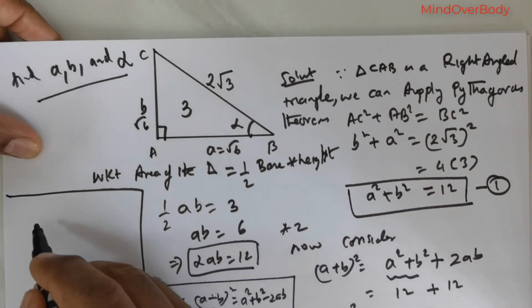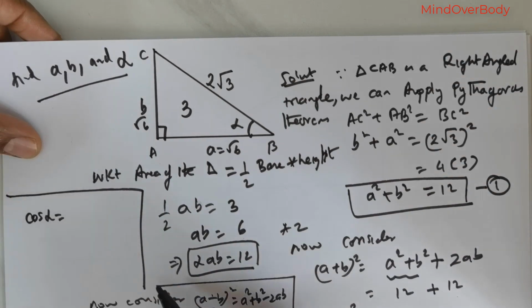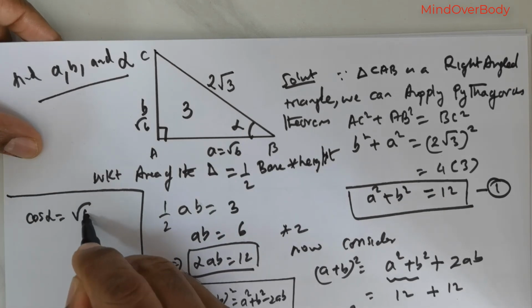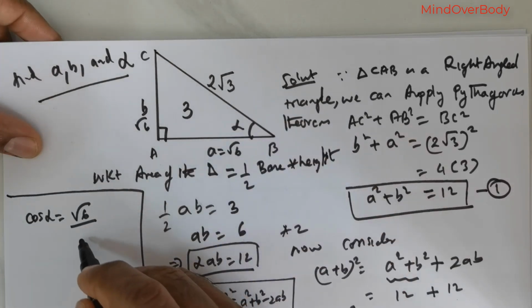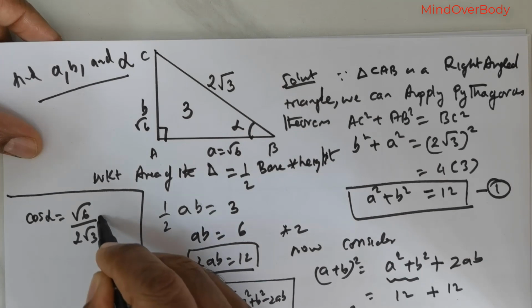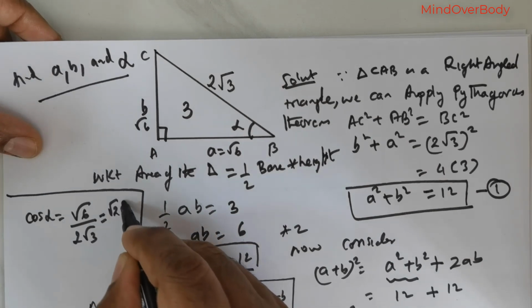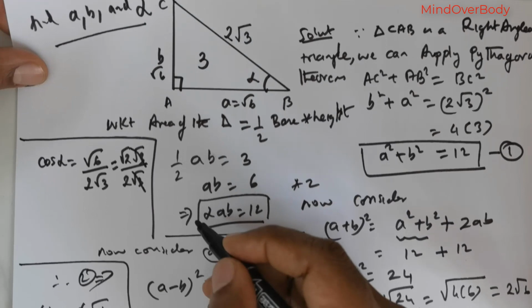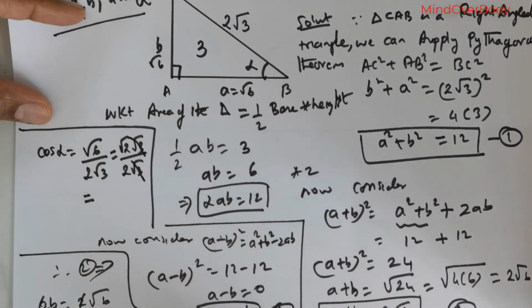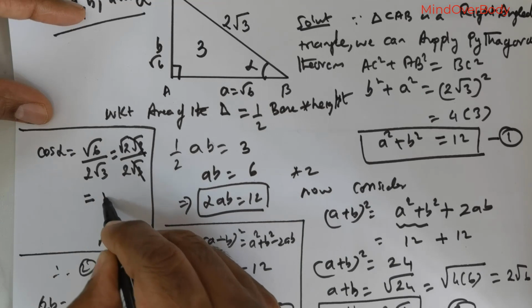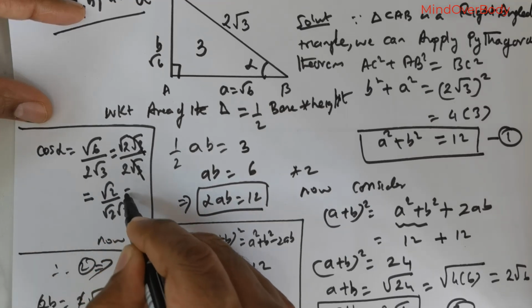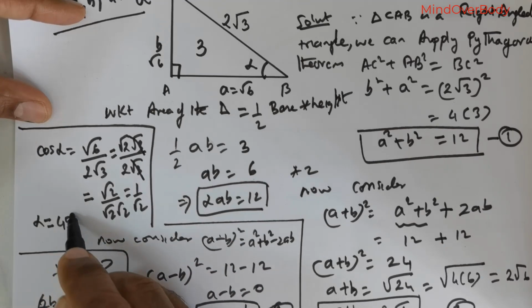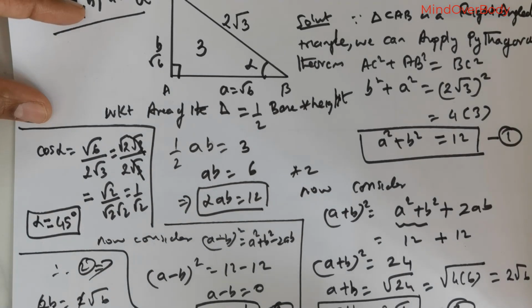So from here, let me just take cos alpha. Cos alpha is equal to the adjacent side, that is root of 6 divided by the hypotenuse, that's 2 times root of 3. If you were to take this as root of 2 times root of 3 divided by 2 times root of 3, root 3 gets cancelled. So I would get a value of root of 2 divided by 2, which is equal to 1 over root 2. So I'm getting a value for alpha to be as 45 degrees in this case.